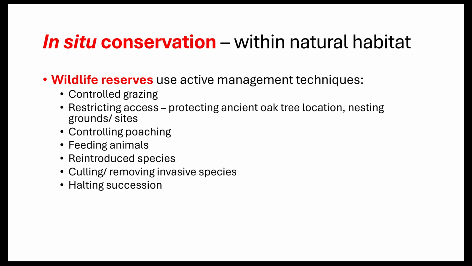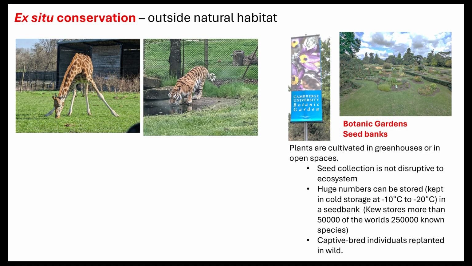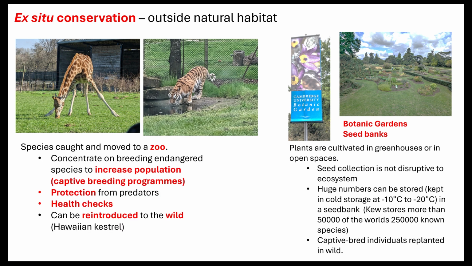Also, with a wildlife reserve, we would do things like halting the natural flow of succession to that climax community, and that would be a way in which we could maintain biodiversity. Now, marine conservation zones are areas of in situ conservation within the natural habitat, where we would control the fishing that goes on within that area. Ex situ conservation is obviously outside the natural habitat. This would be where we'd be using botanical gardens or seed banks if we're looking at plants, and if we're looking at animals, we'll be looking at zoos. So regardless of what we are looking at, if it's ex situ, it's outside that natural habitat.